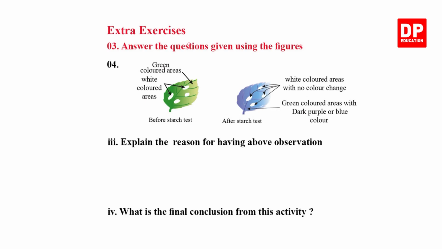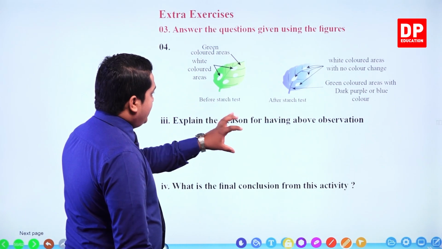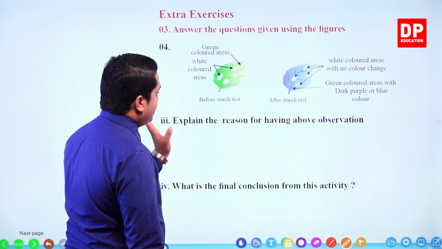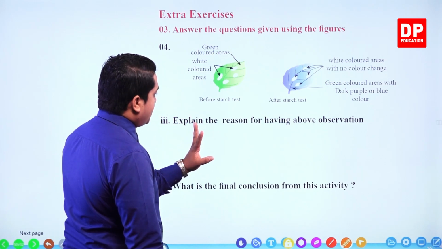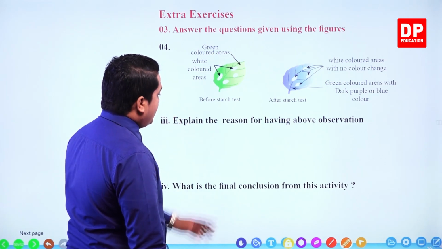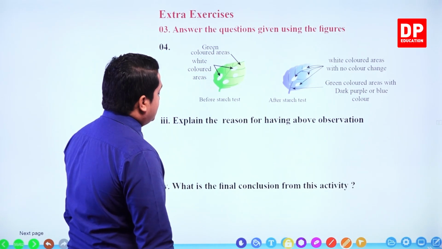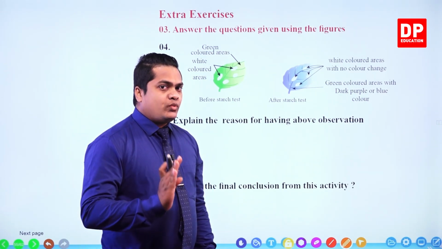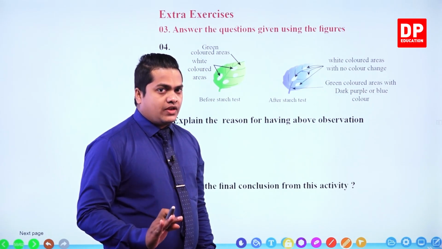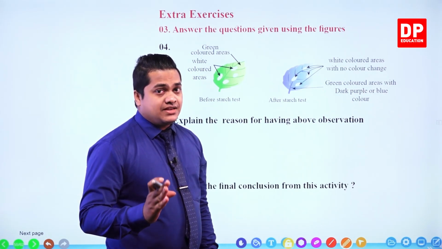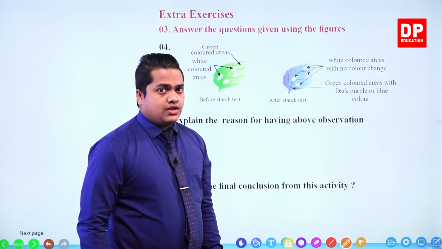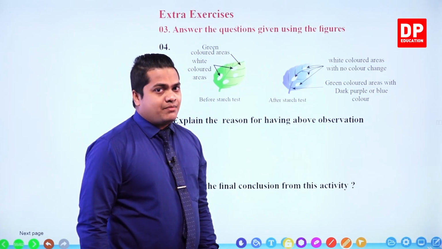Now you need to observe these two leaves very carefully. Actually, the same leaf can be identified here before the starch test and after the starch test. So you have to explain the reason for this. The reason is quite simple. Areas which are in green color have chlorophyll. So photosynthesis will occur and color change can be observed.